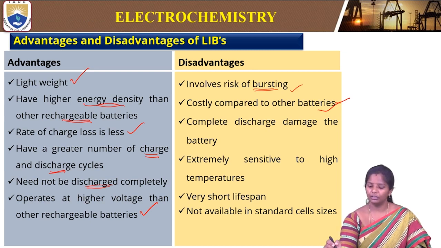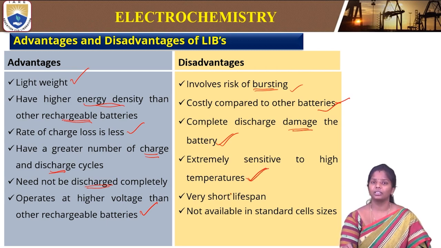Then also the cobalt. Complete discharge damages the battery. As we know, we generally don't discharge batteries completely because they will get damaged. It is also extremely sensitive to high temperatures. Take an example of a mobile phone: when we are using it in sunlight or daylight and it gets heated up, the phone will hang up.